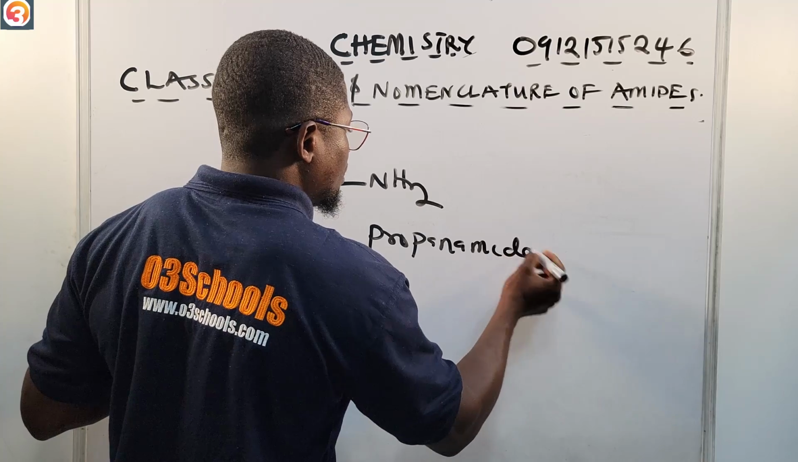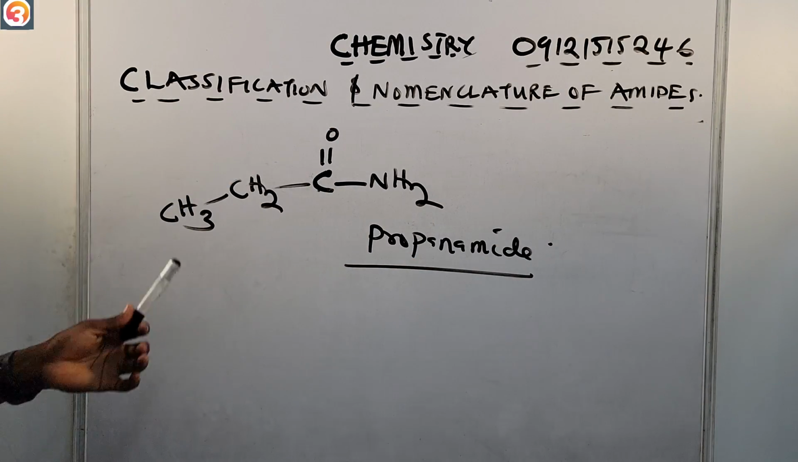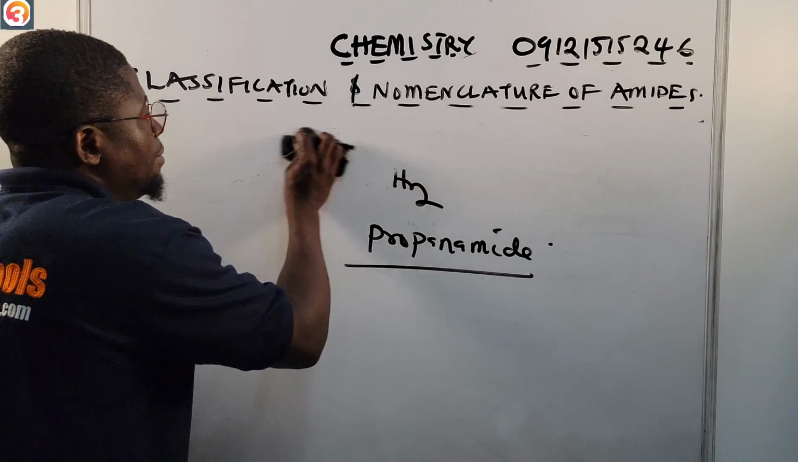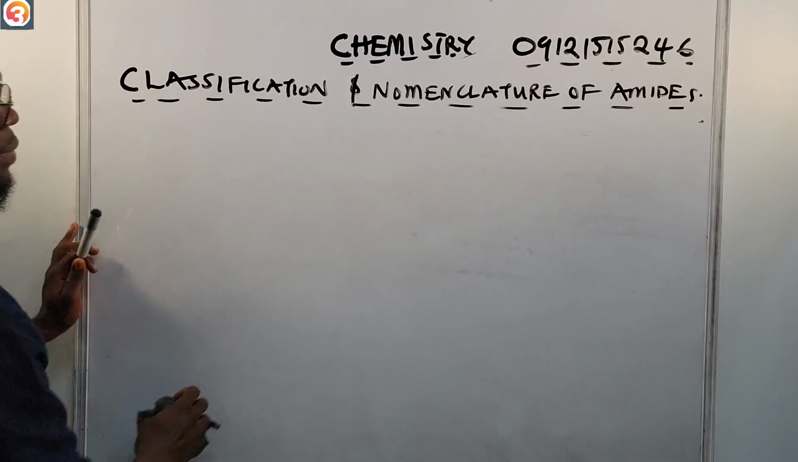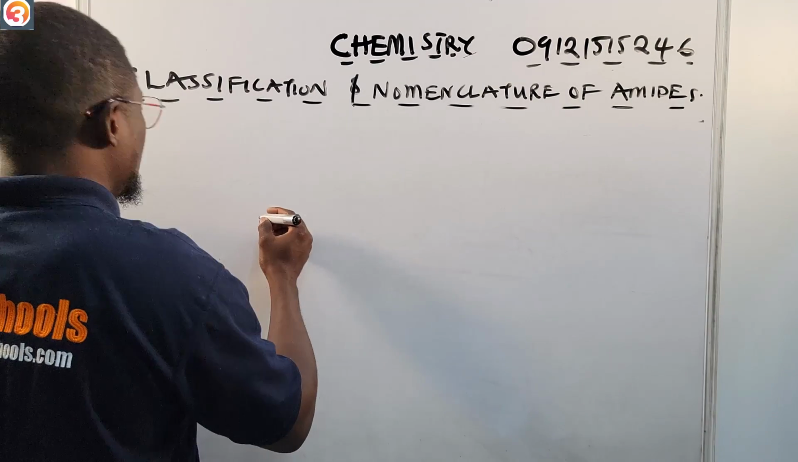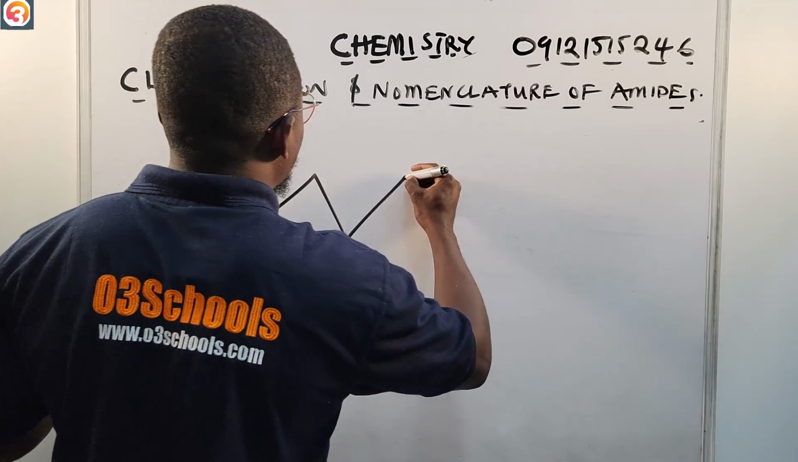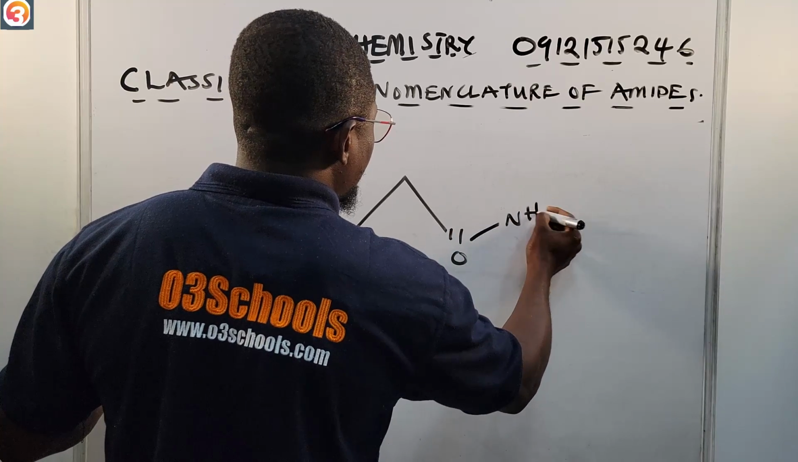Propanamide. You see how simple it is to name amides? Very, very easy. Now let us increase the chain of carbon atoms. This time we're going to use the stick form, because I cannot be drawing carbons up and down. Okay, so now let's use the stick form. Let's say we have 1, 2, 3, 4. Then double bonded to O. Then you have your NH2.